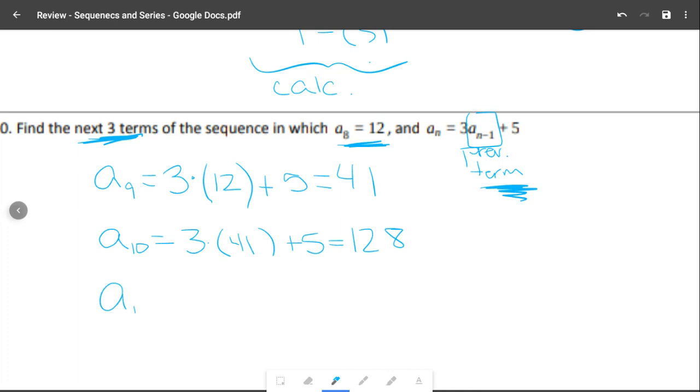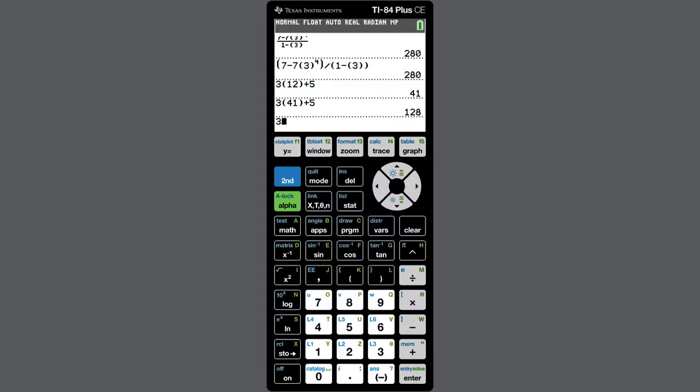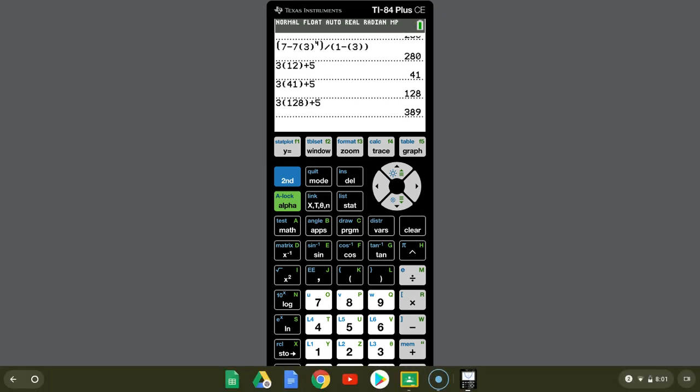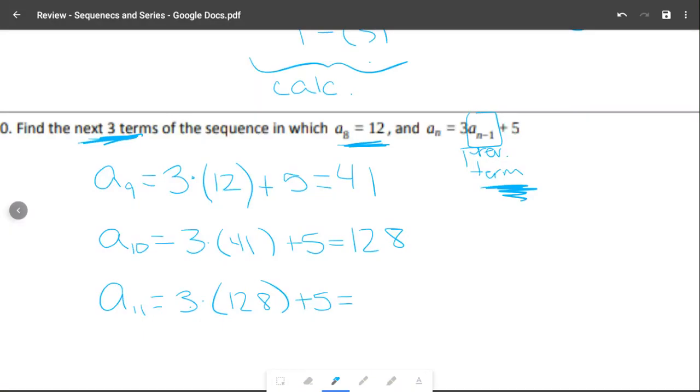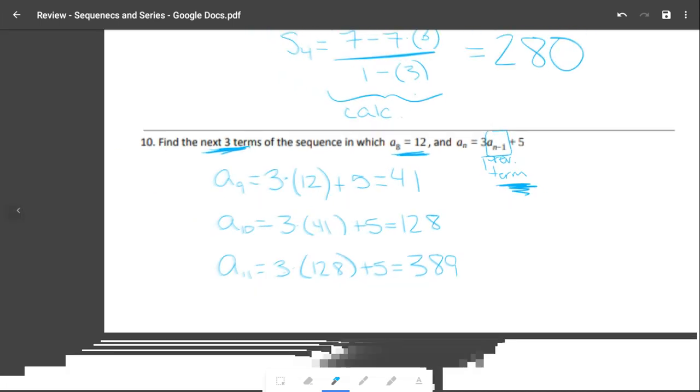And then the next one would be A11. So again, 3 times the previous term, which is now 128, plus 5. You should get 389. So there are your next 3 terms, 41, 128, and then 389.